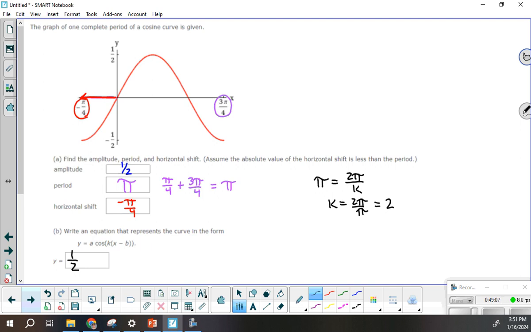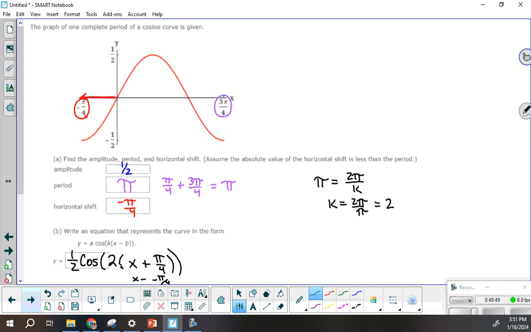So if I'm writing my equation, my amplitude is 1/2 times, this is a cosine curve. It did not start at 0. So cosine, my k is 2, and then x, now here's where it gets interesting, because it's x minus a negative pi/4. So this would actually be x plus pi/4. Again, we went left. This is like x minus a negative pi/4. So that would be the equation of your arc.